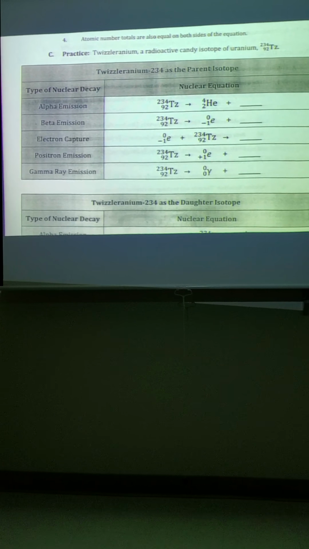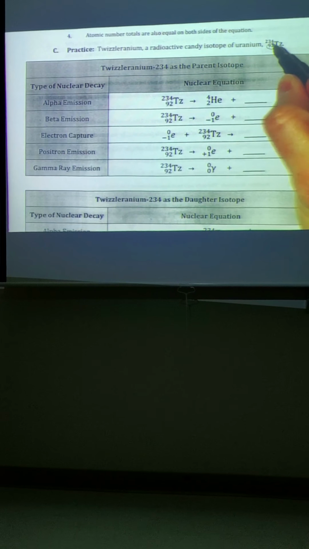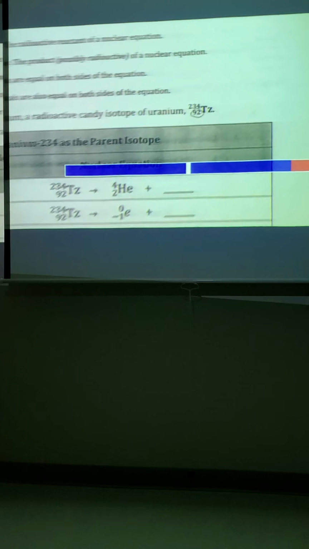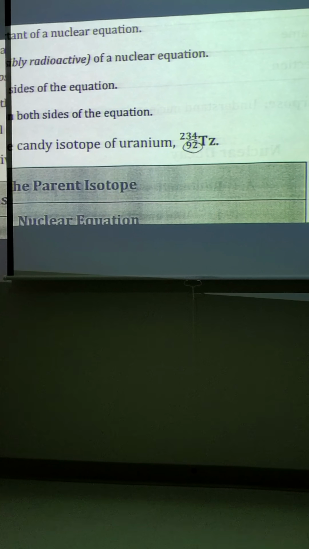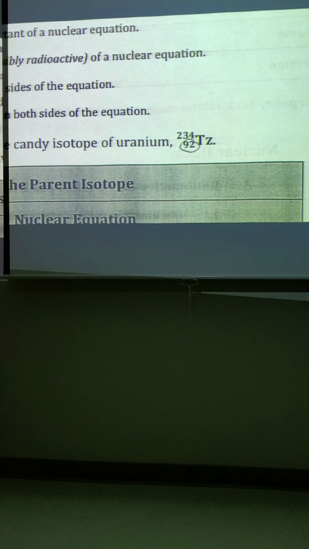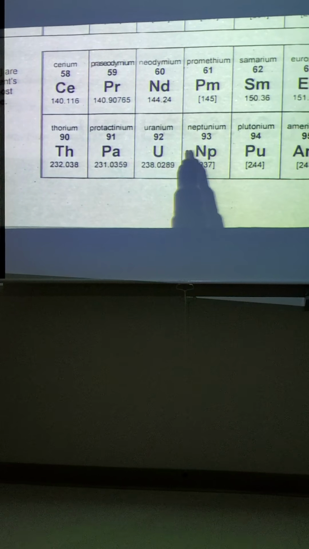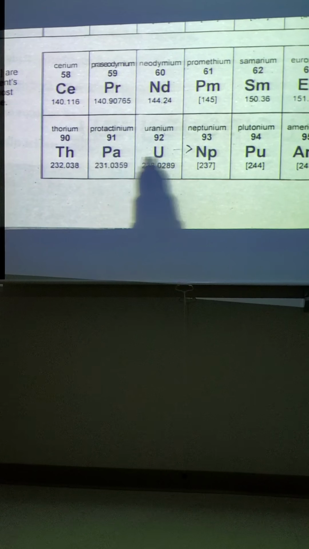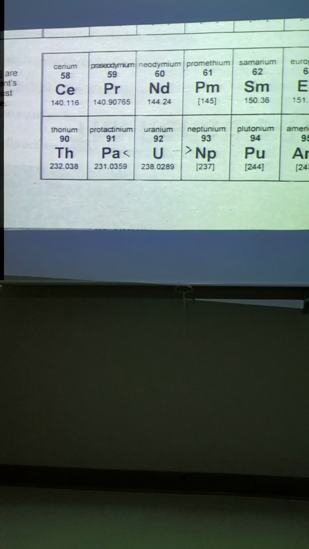We already know, regardless, just looking at the periodic table, if we're number 92 on the periodic table, if we are this new isotope of uranium called Twizzleranium, we already know the answers before we ever get started, based on what we just learned. So if we look at the periodic table and find uranium, we already know that if we move forward, it's going to be beta. If we move backwards, it's going to be positron emission or electron capture.